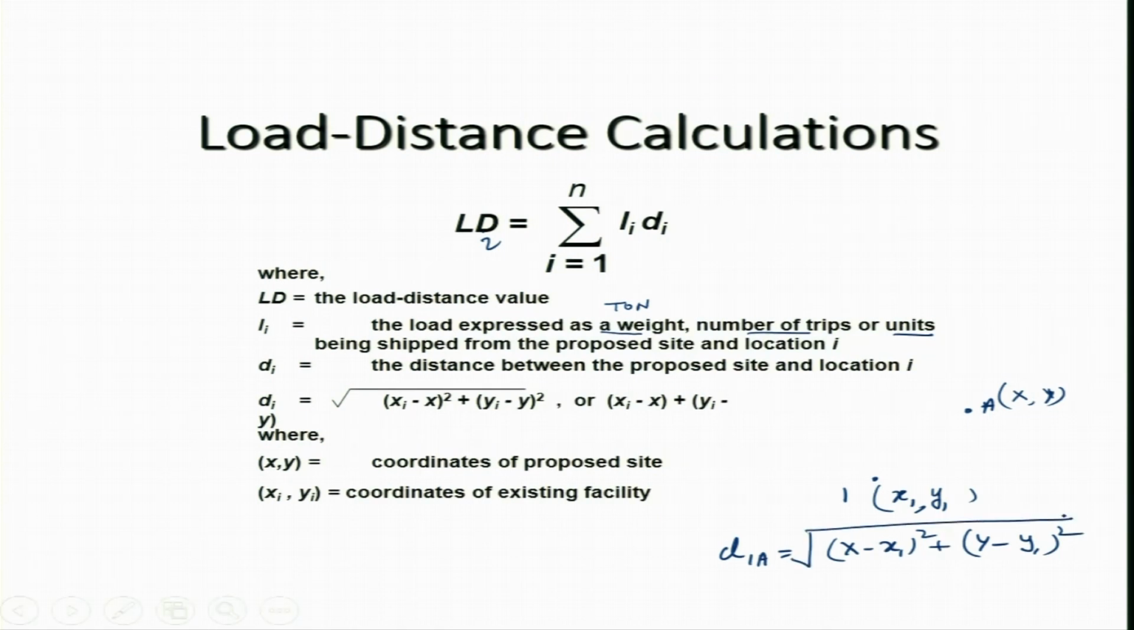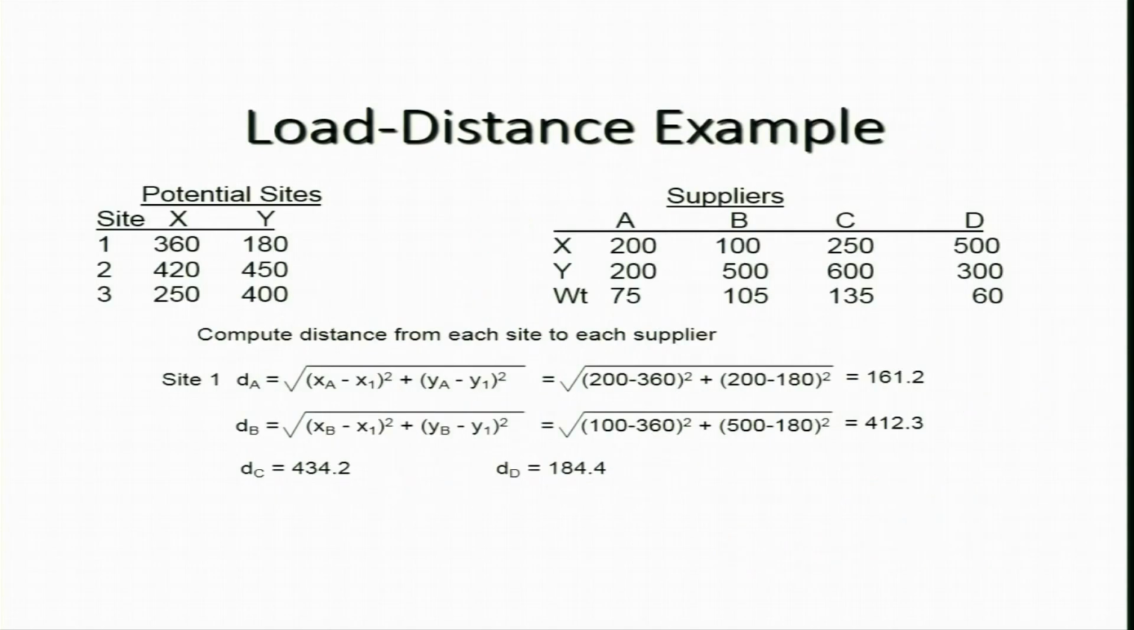So, this is how we can calculate the distance between the two locations. Okay. So, x, y is the coordinate of the proposed site, x1, y1 is the coordinate of the existing facility. Take one example, simple example.